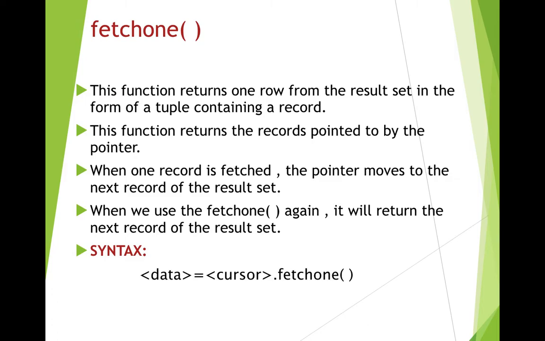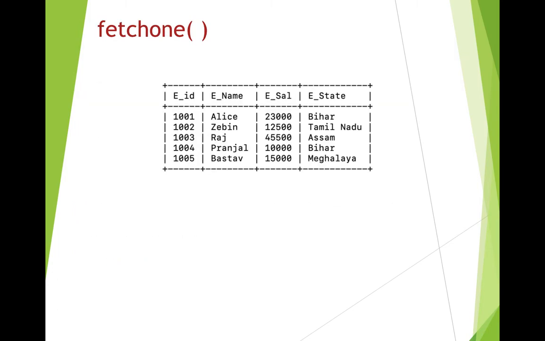What is the syntax for using it? The syntax is data equals to cursor dot fetch1. So, let us try to see it with the help of an example. We have this particular table called the EMP table. Let us take two cases. In the first case, if I write data equals to cur.fetch1 as per the syntax we saw in the previous slide, then what will happen?